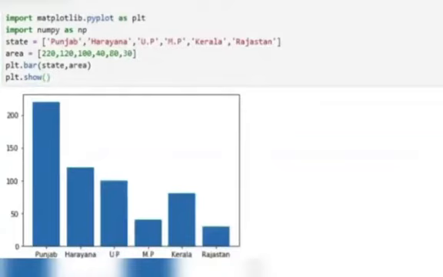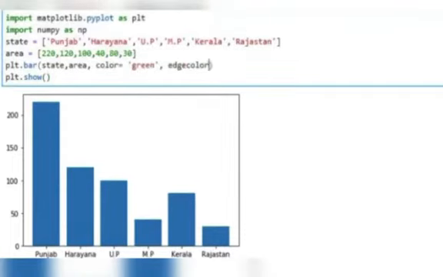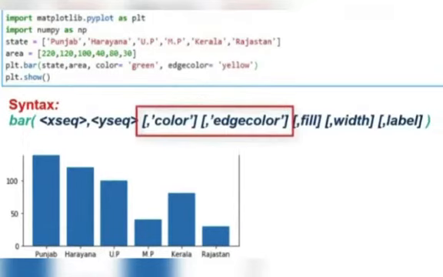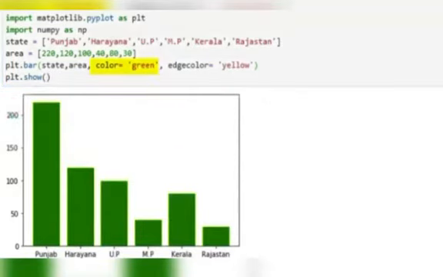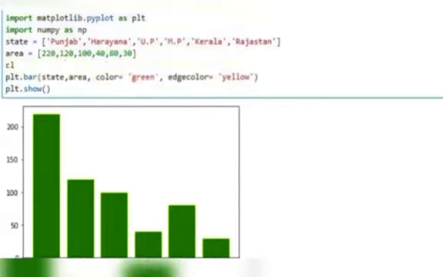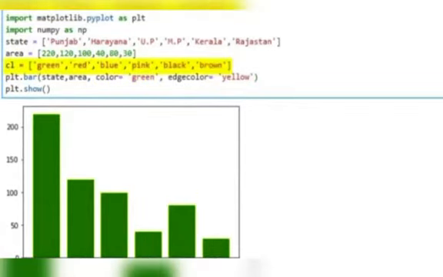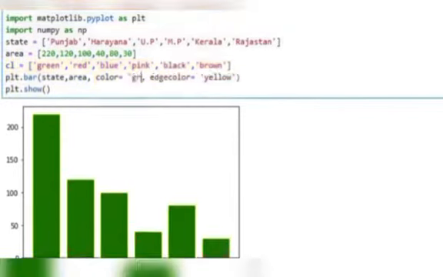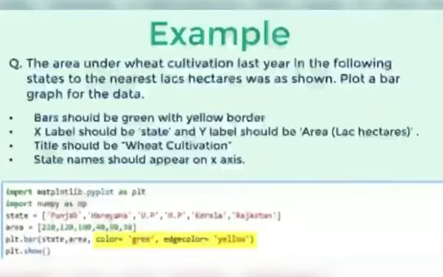Now we need to format it as per the question. First is the color and border color. If we see the syntax, it has two parameters, colors and edge color. If we pass a single value to it, all bars will have the same color. But if you pass a sequence of same length as states, then it will pick the individual colors specified in the sequence. So in our case, we will set it to green with yellow edge color.